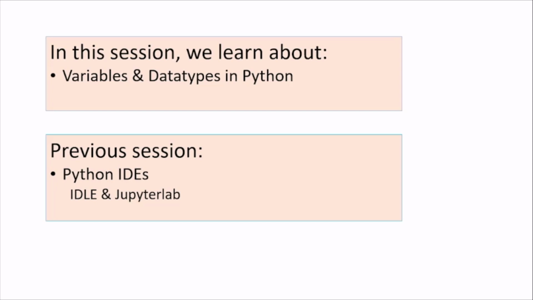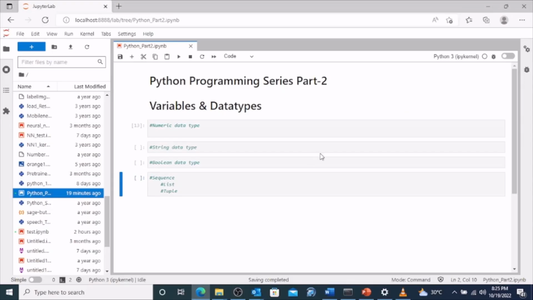Before we start writing Python programs, we need to understand variables and data types. I'll be using a Jupyter Notebook for this session. We want to understand what variables are and what the different data types available in Python are. We are going to discuss numeric data types, string data types, boolean, and sequence. Under sequence, again, list and tuple.